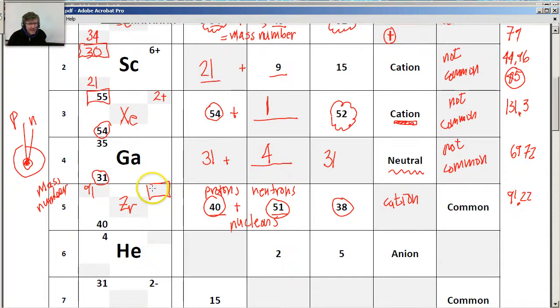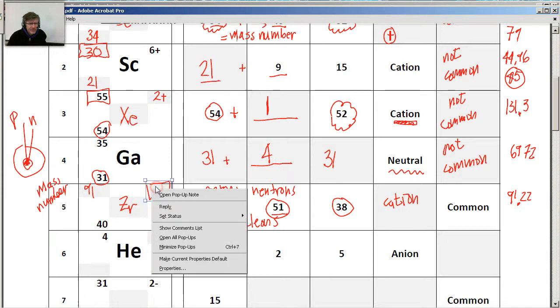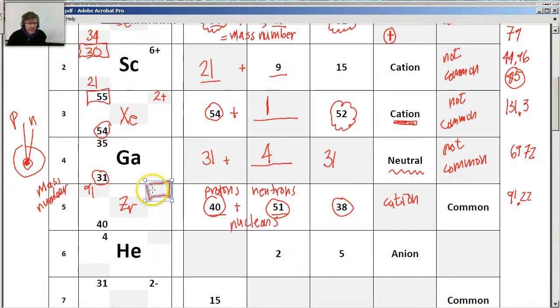40 minus 38 is 2, so 2 plus. Okay, we're good? Moving on. Common isotope. Hey, common isotope because 91 is about the same as 91. So atomic mass is about the same as mass number. All right, here we go.